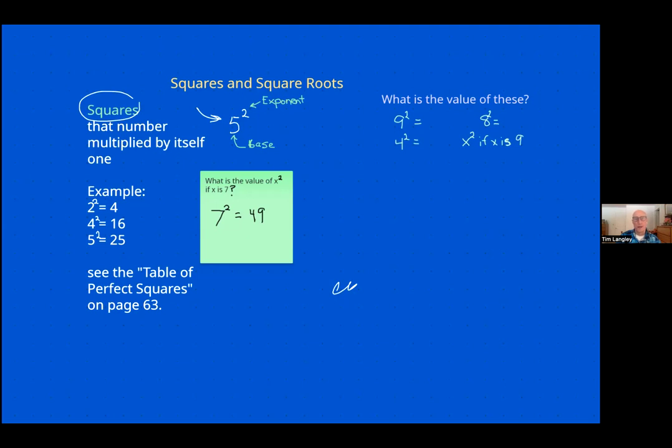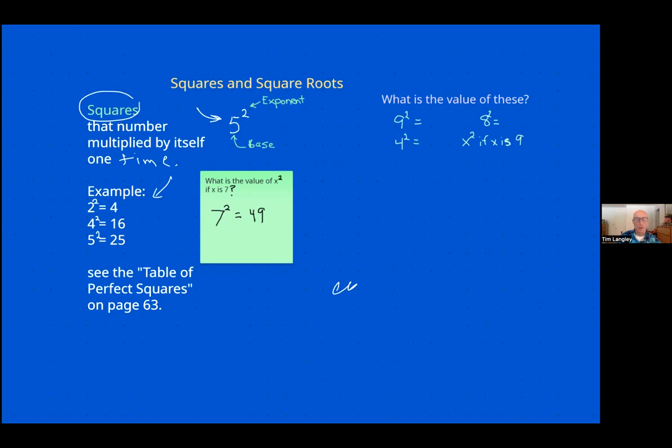And if I give you examples below, 2 squared, see that little 2 up there, that means times itself one time, is 4. 4 squared is 16. 5 squared is 25. Okay. And if I ask you what's the value of x squared, if x is 7, like in my green post-it note here, what's the value of x squared? 7 times 7 is 49.